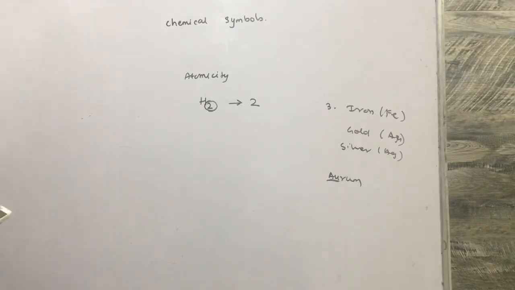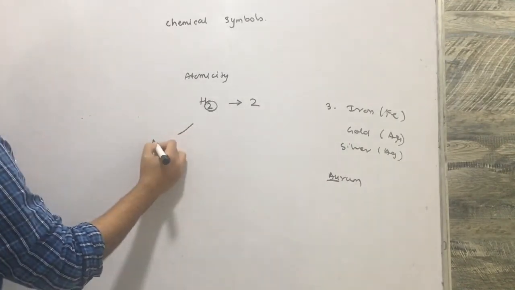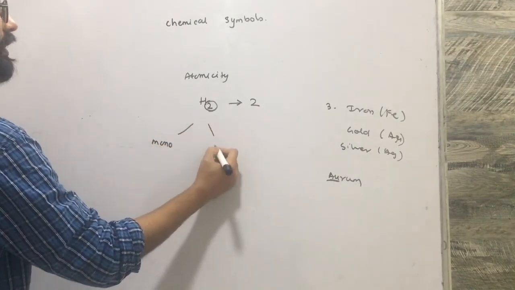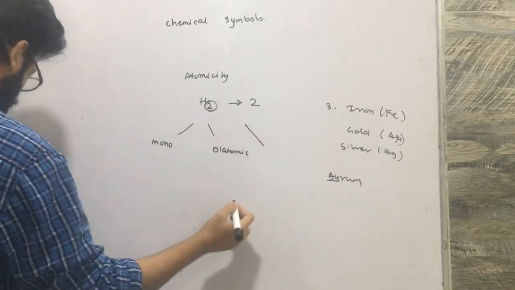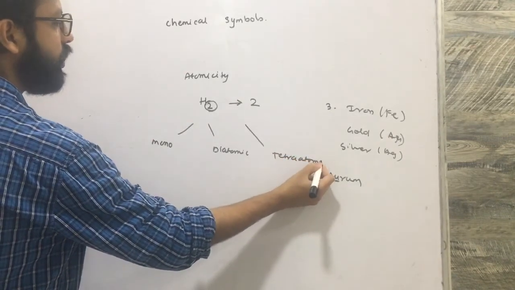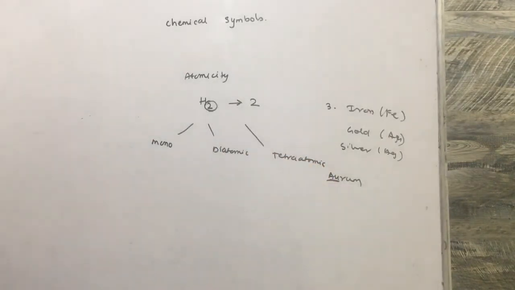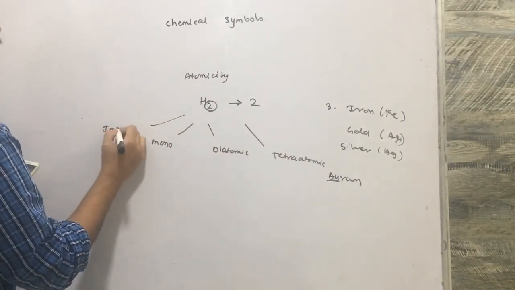Now in atomicity we have different types. Based on atomicity, elements are classified into monoatomic, diatomic, triatomic and tetraatomic.